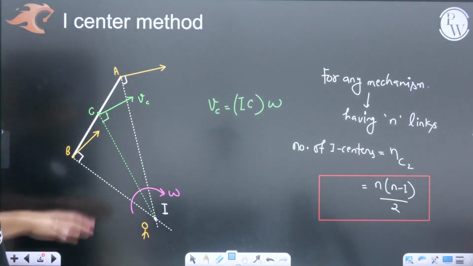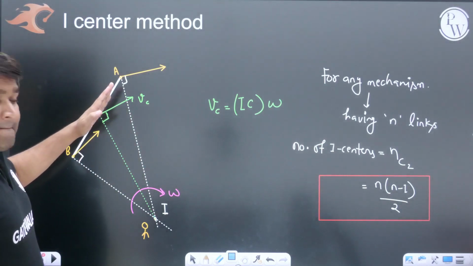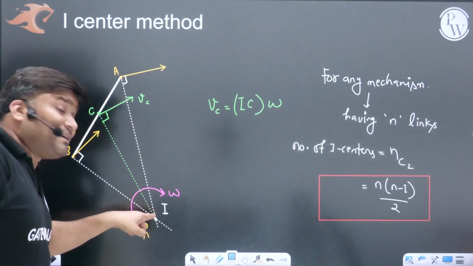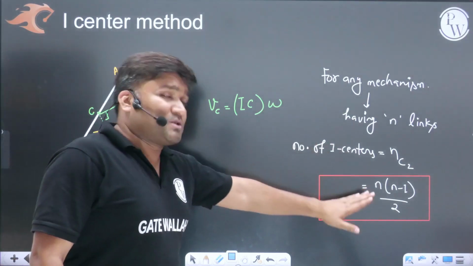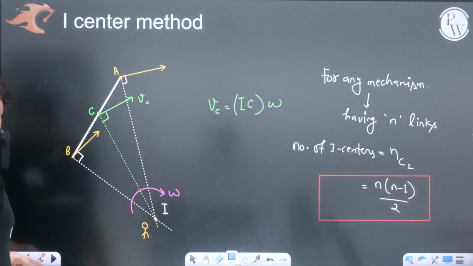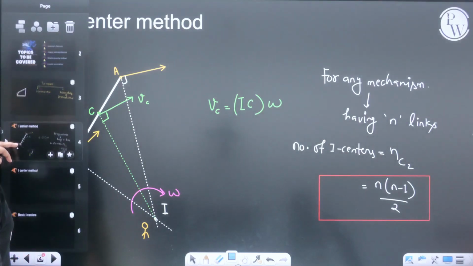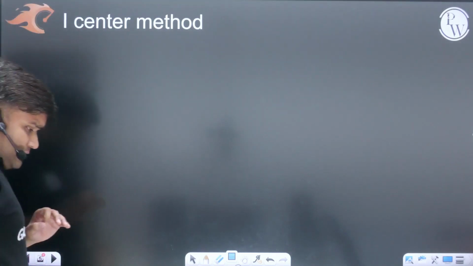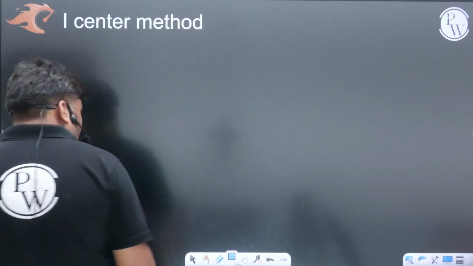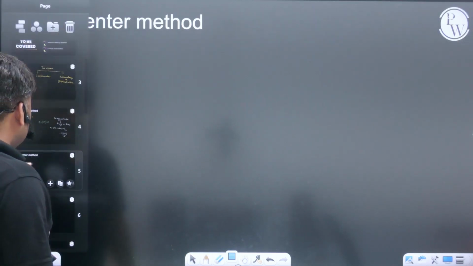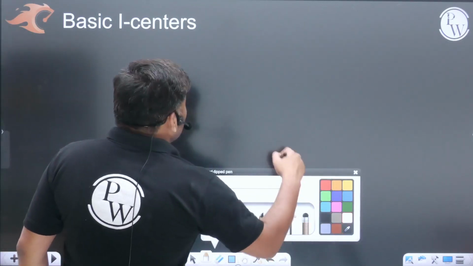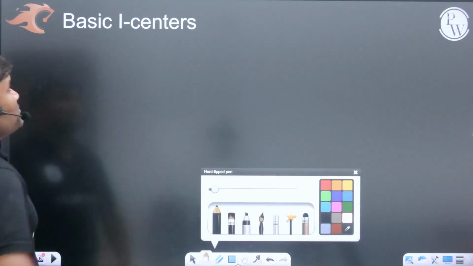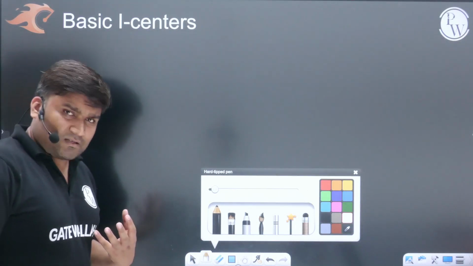Once you know what an I-center is: an I-center is some point in space from where you get the feel of pure rotation. And once you know how many I-centers are possible, you just have to find the location of all the I-centers. Once you know the locations of all I-centers, very, very easily you can calculate velocities.